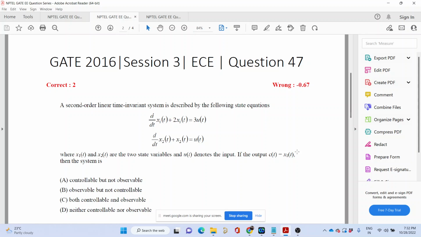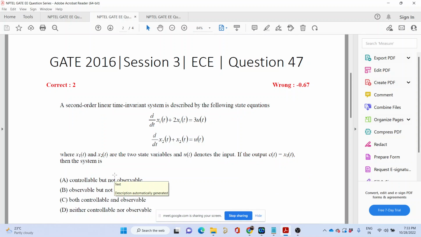Sir, it's controllable. Yes. What about observability? Sir, for a system to be controllable, the determinant must not be zero, and the order should be equal to the number of terms. Correct.